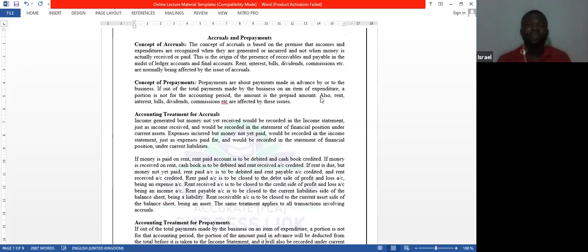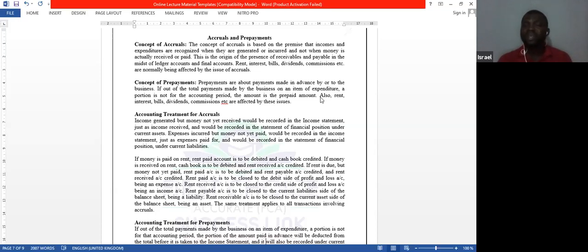This is the origin of receivables and payables in ledgers and final accounts. Whenever you hear the words receivables and payables, it means that their respective legs have been captured in the statement of profit or loss, so we are making an adjustment for it. An example is rent. If you are paying your rent in arrears, that is, you pay after you have enjoyed it, it means you must have a liability, because you have enjoyed a resource or a benefit and are yet to pay for it.